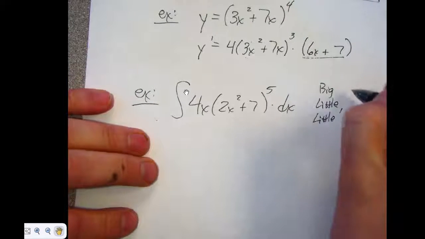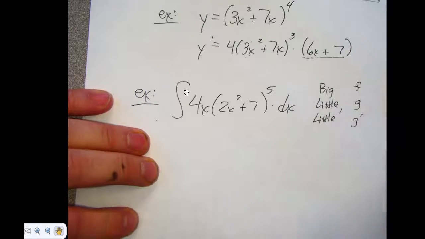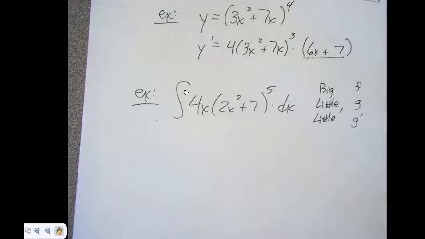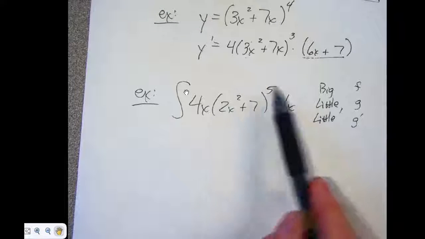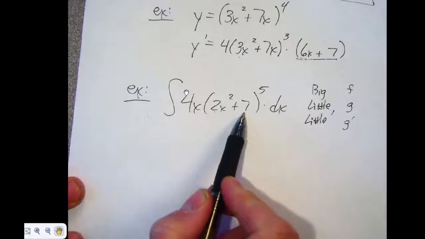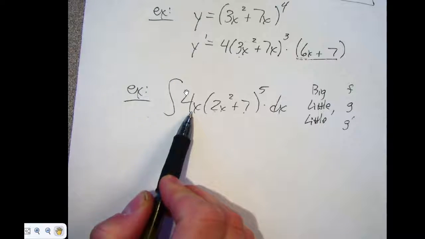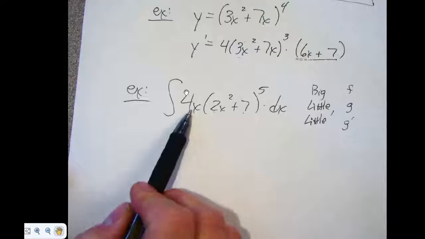So basically your big guy is your F. Your little guy is your G. And the little prime is G prime. So in this problem here, what's the big guy? The 5th power. That's like the most outside dominant function. Does that make sense? What's your little guy? 2x squared plus 7. And then isn't that the derivative of the little guy? Yes. So it matches. Now what's going to happen as we start going forward is that's not going to match.